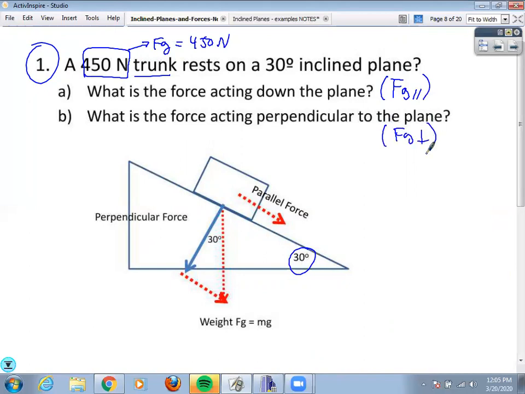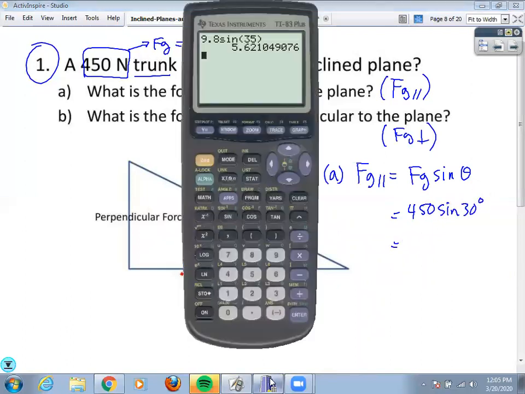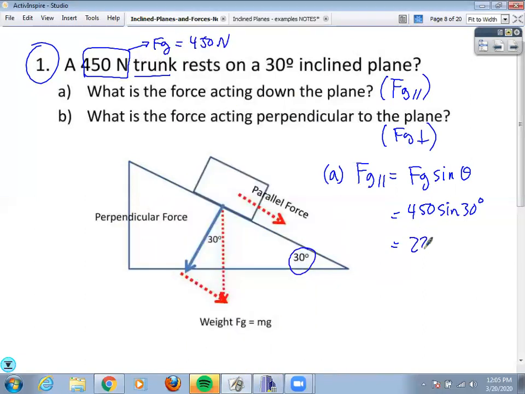Fg perpendicular. So if you don't want to turn the page, we'll just go from scratch here. Fg parallel would equal Fg times sine theta. So we know Fg already. We don't need to take mg because we know it's 450. So it would be 450 newtons times sine 30 degrees. I know sine 30 is a nice easy number. Let's pretend we don't know that it's 0.5. So we would take 450 sine 30, and we get 225 newtons. That would be down the plane, okay?